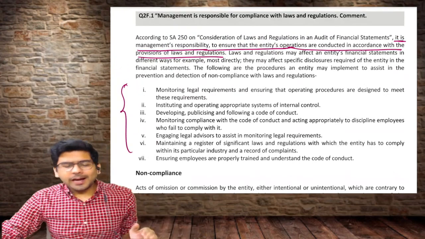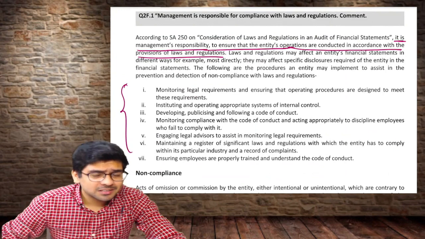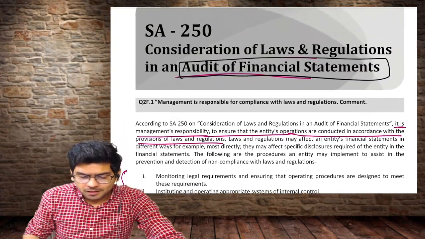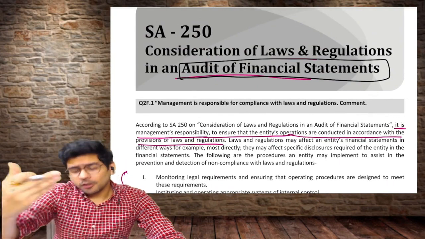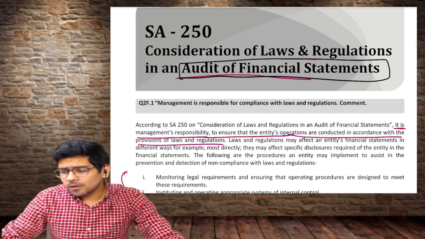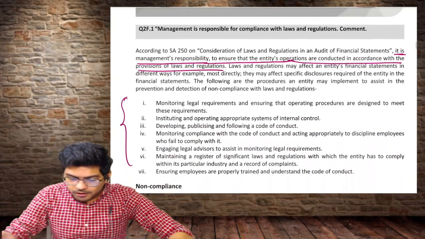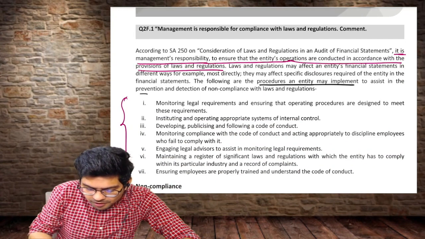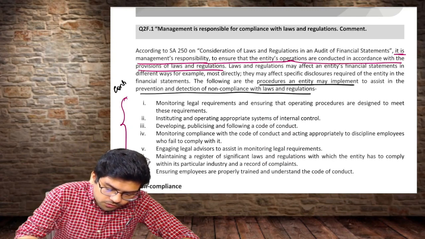All right. Now, there's one more question. Again, it is a theoretical question, but it may be asked at the CA Inter level. What is this question? I told you before we started with this standard that it is the responsibility of the management to comply with the laws and regulations, right? And how shall the management be complying with the laws and regulations? So we have a point here. It says the following are the procedures an entity may implement to assist in the prevention and detection of non-compliance with laws and regulations. Basically, we are discussing the controls.